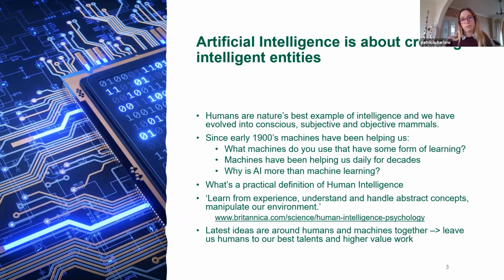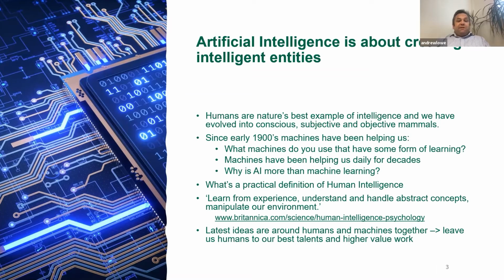Thanks, Pat. So artificial intelligence is about creating intelligent entities, and we often associate it with machine learning, but it's really about creating intelligent entities. And what we base that artificial intelligence on is humans, and humans are nature's best example of intelligence. And evolution has driven us to be conscious, subjective and objective mammals. And the human side of it we can't emphasize enough in artificial intelligence, because often when we think about machine learning, it's very objective. And actually, a lot of what we do in artificial intelligence, or when we're working with AI intelligent entities, is how they're going to interact with humans. That's a really important point.